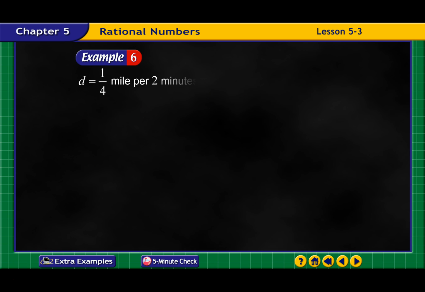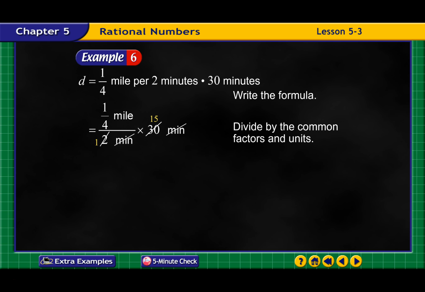We'll keep going. So the distance is a quarter mile for every 2 minutes and a total of 30 minutes. So we put down the formula and divide the common factors, units and units. So a quarter mile every 2 minutes. This per is going to be a division symbol like that. And then times 30 minutes. This is distance equals rate times time, because we're looking for D over here technically. So rate times how long?